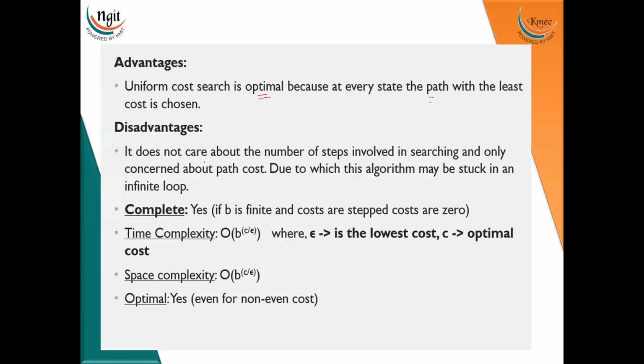But the disadvantage is it does not care about the number of steps involved in searching, as we saw in the previous example, only concerned about the path cost. So due to this, the algorithm may get stuck in an infinite loop. Is it complete? Yes, it is complete. And the time complexity is order of b power C star by epsilon, where epsilon is the lowest cost and C star is the optimal cost. Similarly, the space complexity is also order of b power C star by epsilon. In this way, we are going to find out the time complexity and space complexity.